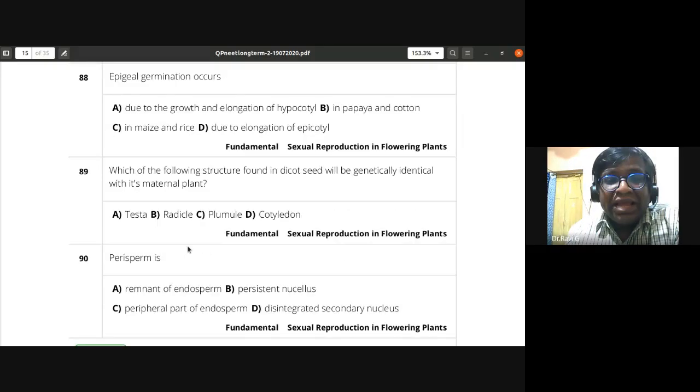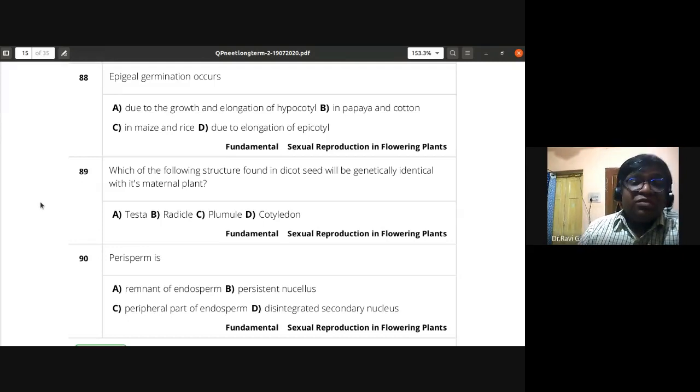89th, which one of the following structures found in a dicot seed will be genetically identical with its maternal plant? After the fertilization: testa, radicle, plumule, cotyledon. Testa is the answer because it is developed from the integuments of the ovule, and in no way is its genetic identity changed. It remains the same genetic identity as the mother plant. So testa, the seed coat, is the structure found in a dicot seed which will be genetically identical with its maternal plant. 89th, A is the answer.